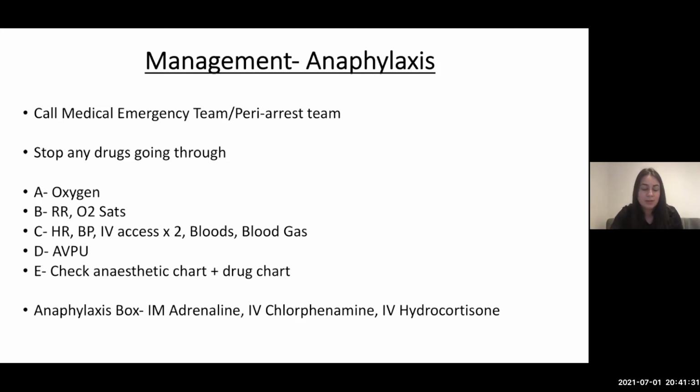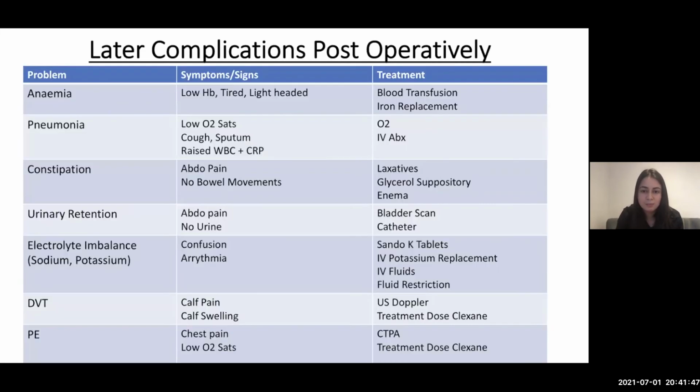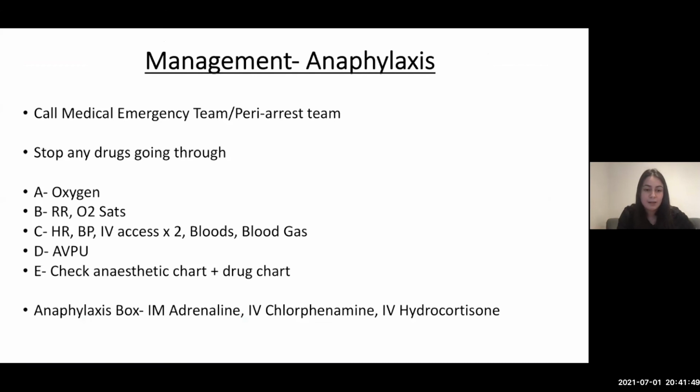So again, unwell patient, oxygen, 100% oxygen, 15 liters, non-rebreather mask. Check all their observations as before, get the access, take the bloods, check the anesthetic chart for what they may have been given, double check with their allergies, because sometimes it unfortunately does happen that they're given something they are allergic to. And some hospitals have an anaphylaxis box, where it's all in place, which will involve adrenaline, chlorphenamine, and hydrocortisone. You want to get the adrenaline as fast as you can. This is IM, which makes it even easier.